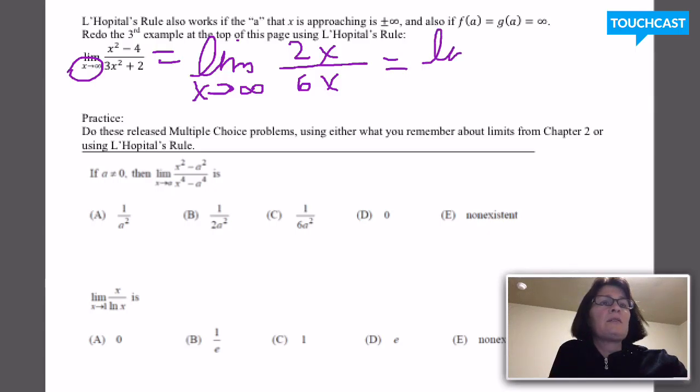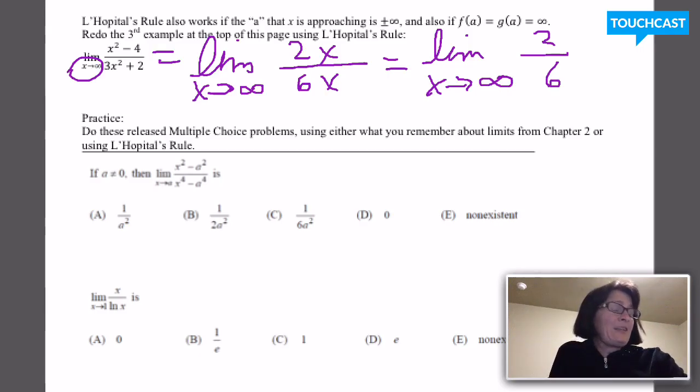This is going to be the limit as x goes to infinity of the derivative of 2x, which is 2, over the derivative of 6x, which is 6. And that limit doesn't depend on x at all. It's just 2/6, which makes 1/3. So try these 3 examples and bring your answers to class. We'll go over them in class.